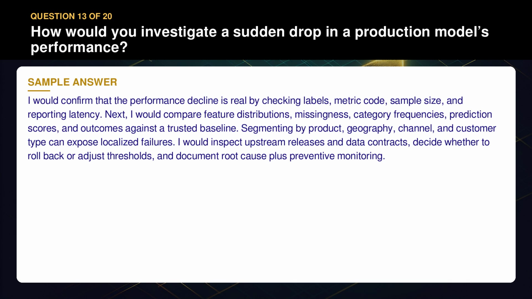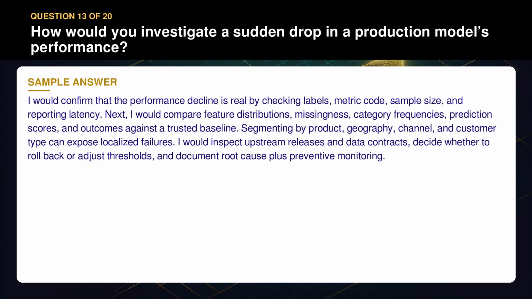Question 13. How would you investigate a sudden drop in a production model's performance? I would confirm that the performance decline is real by checking labels, metric code, sample size, and reporting latency. Next, I would compare feature distributions, missingness, category frequencies, prediction scores, and outcomes against a trusted baseline. Segmenting by product, geography, channel, and customer type can expose localized failures.